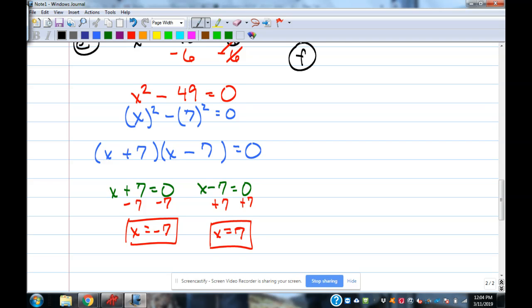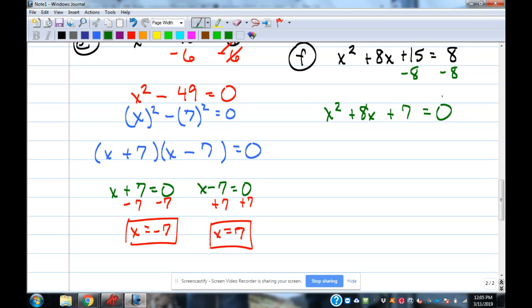Do another one. Let's say we had x squared plus 8x plus 15 equals 8. Not equal to 0, so we're going to do what with the 8? Minus 8, subtract it. So x squared plus 8x plus 7 is equal to 0. Now we got it equal to 0. That allows us to start thinking factoring.